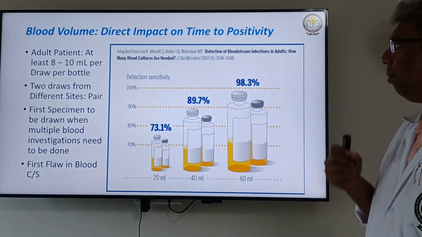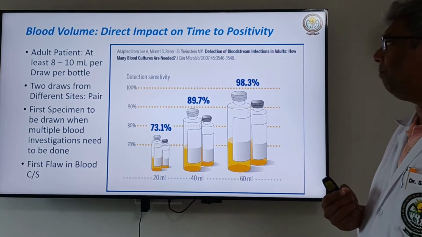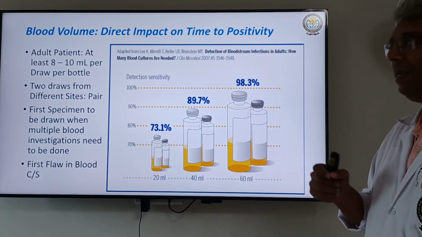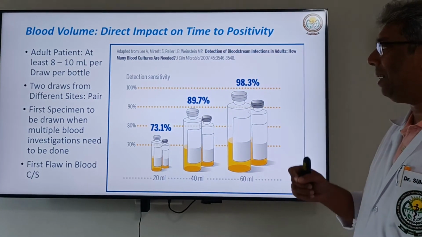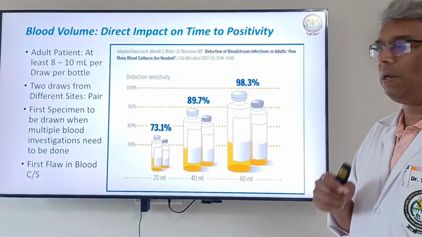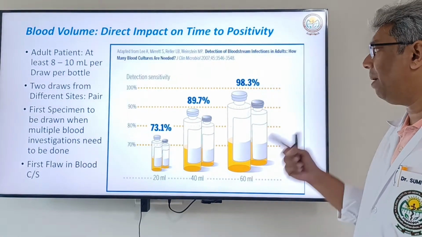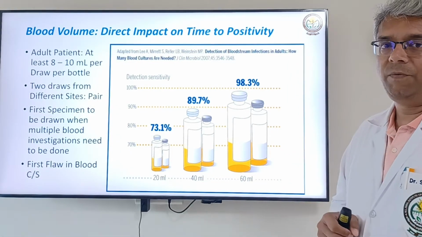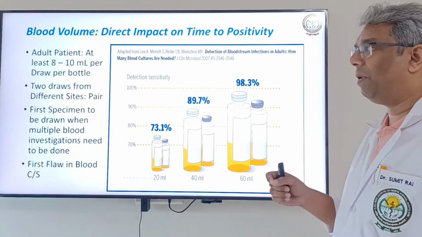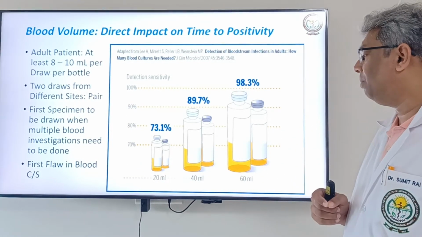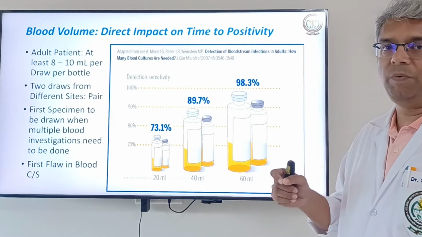More importantly, what is the amount of blood volume that you collect? Normally what people do is they tend to fill 2 ml, 3 ml, 4 ml in blood culture bottles, but the actual requirement is as high as 10 to 15 ml. At least, if not that, at least 8 to 10 ml per bottle, and at least 2 draws have to be made. 2 draws from 2 different sites always have to be sent as a paired blood culture bottle for blood culture, and it is to be the first specimen which has to be withdrawn from a patient. Whenever you are taking multiple specimens from any patient, the first specimen to be drawn is always a blood culture.